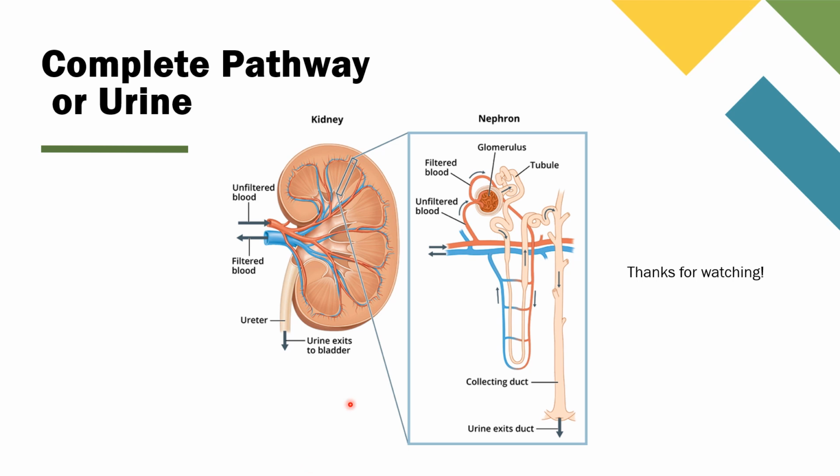And I like this image just to remind you that a nephron is a functional unit of the kidney. And I like this picture because it just shows you how small this nephron is and how many nephrons are going to be throughout this kidney.